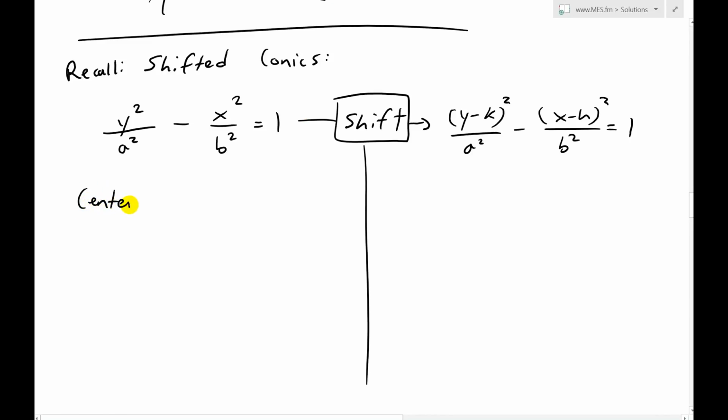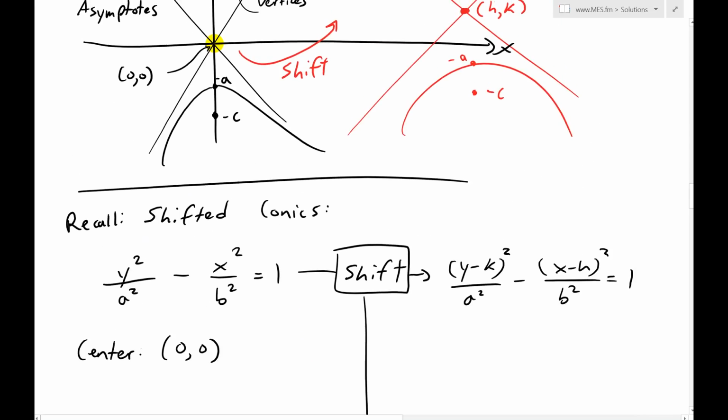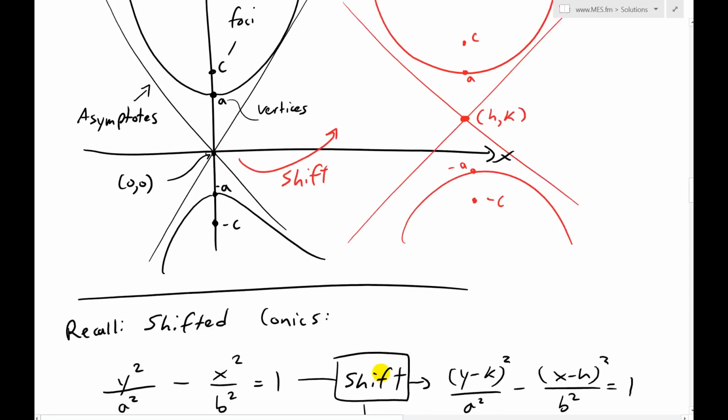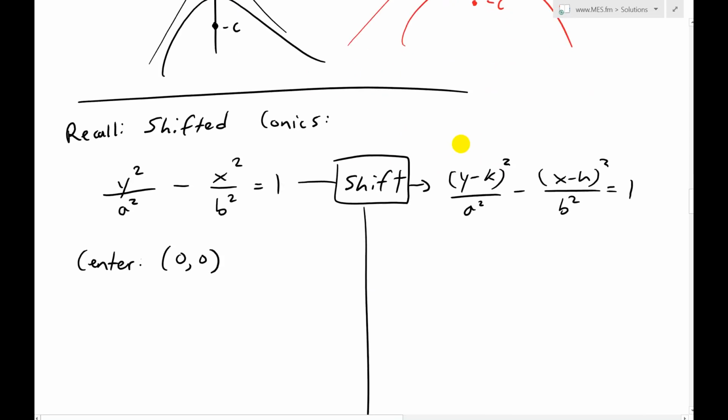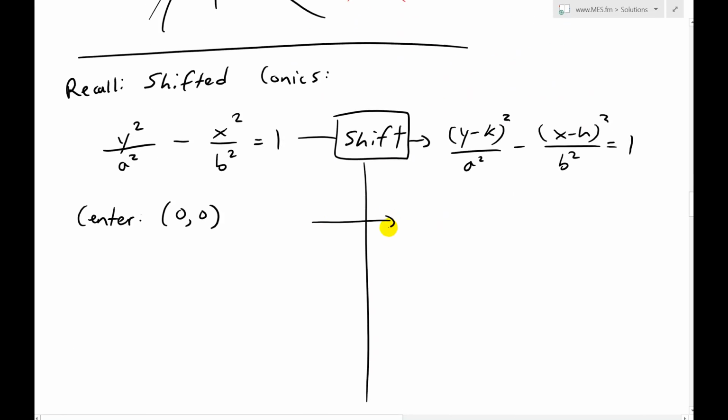So the center is originally 0, 0. That's this point right here, the origin. Now it goes to H and K. So when we shift, H and K becomes the new center, like that.